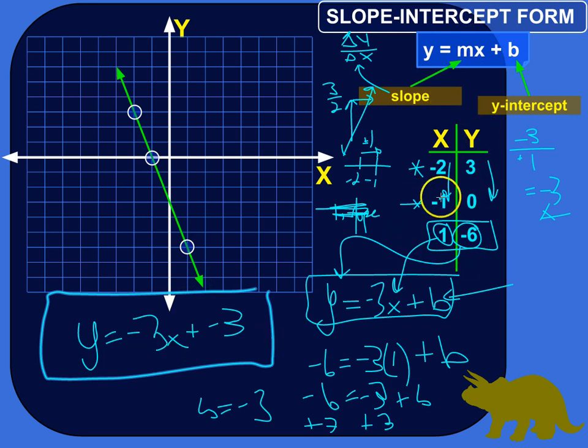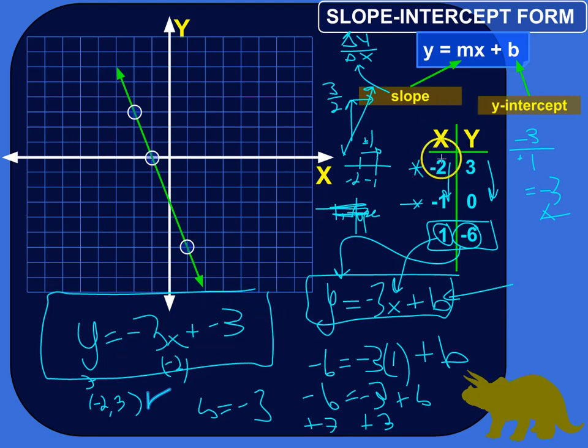And I can test it. Let's plug in -2, 3. The point's -2, 3. See if it's true. So I'm plugging in -2 for x and 3 for y. Is it true that 3 equals -3 times -2 plus -3? So -3 times -2 is 6. 6 plus -3 is the same as 6 minus 3, which is 3. So yes, this holds true. Just to test it. Alright, so our equation is y equals -3x plus -3.